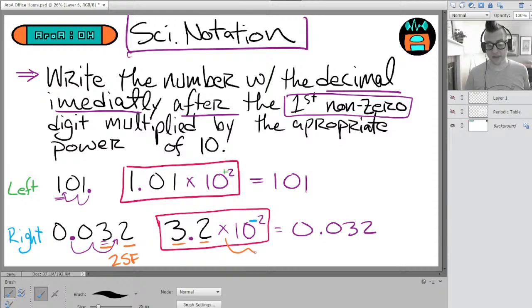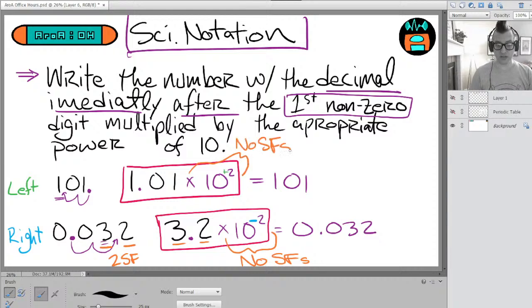When you're counting sig figs, the times 10 to the power of whatever has no significance. When you're writing a number in scientific notation, all of your significant figure information is in the number that you're multiplying by the power of 10, but the times 10 to whatever power adds no significant figures to the numbers.